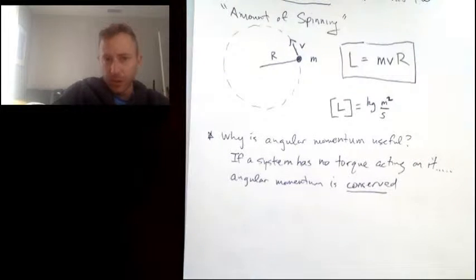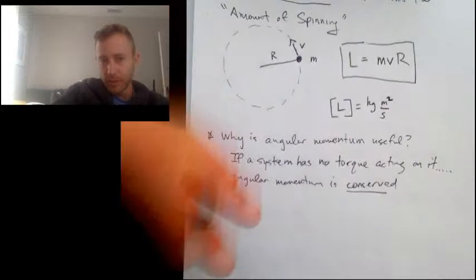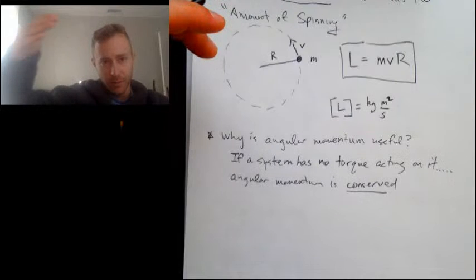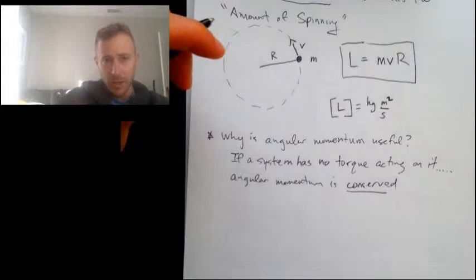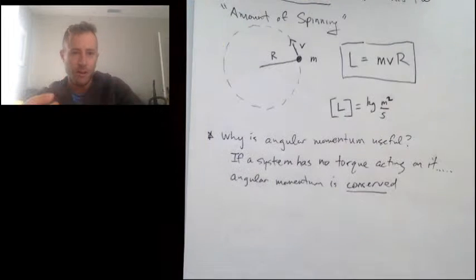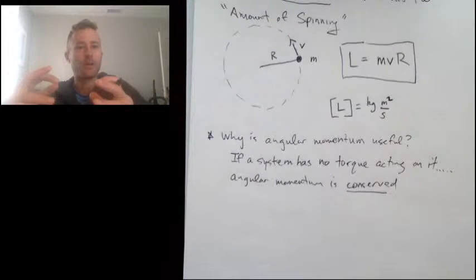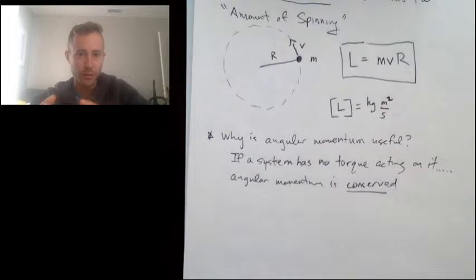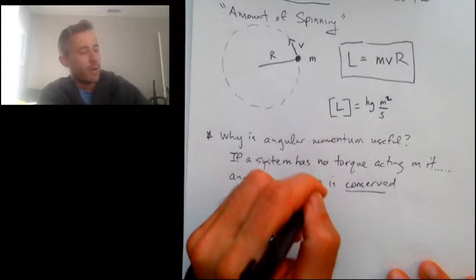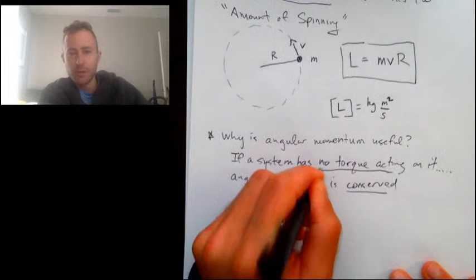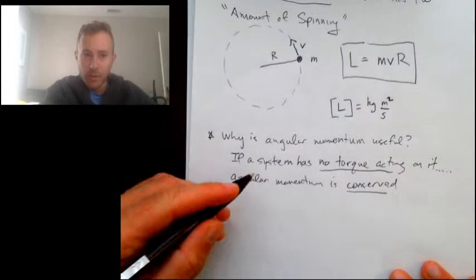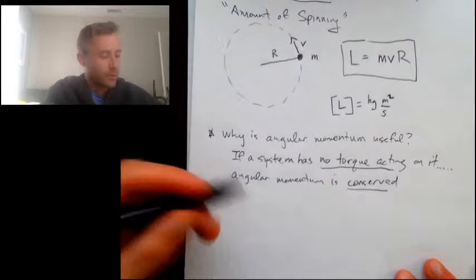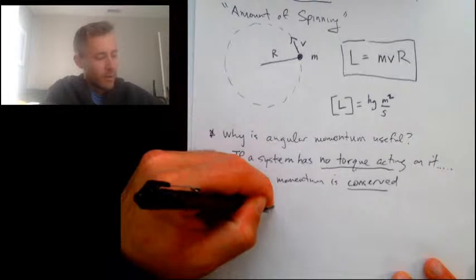So angular momentum is conserved, just like linear momentum and just like energy. So it's another quantity that nature conserves. And so that is why it is a useful thing to talk about. Important point, this is only going to be conserved if there is no torque acting on the system. Remember, when something is conserved, it means that its value is not changing. So it means that L is a constant.